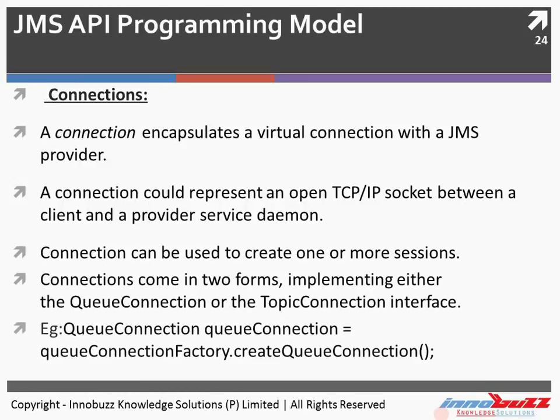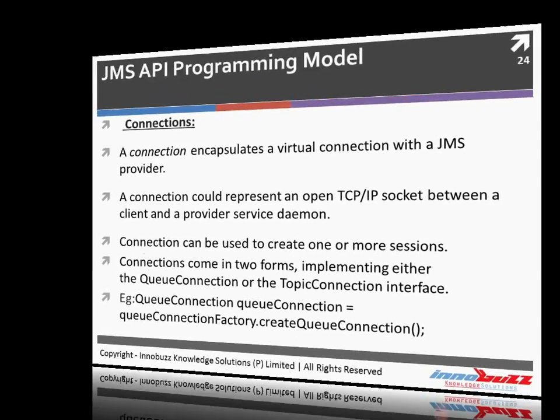For example, if you want to implement the queue connection, you need a queue connection factory. Once you get the connection factory instance, you can create a queue connection using a method through which you get the instance of the queue connection. Creating a connection factory is the first step of your JMS application, and the second step is creating the queue connection or topic connection based on the requirement. This is an example showing the creation of a queue connection.